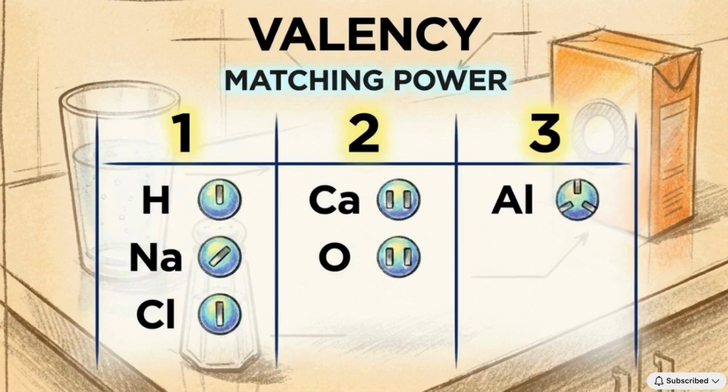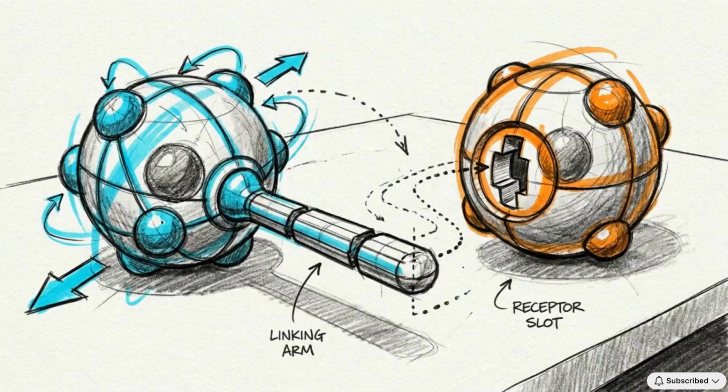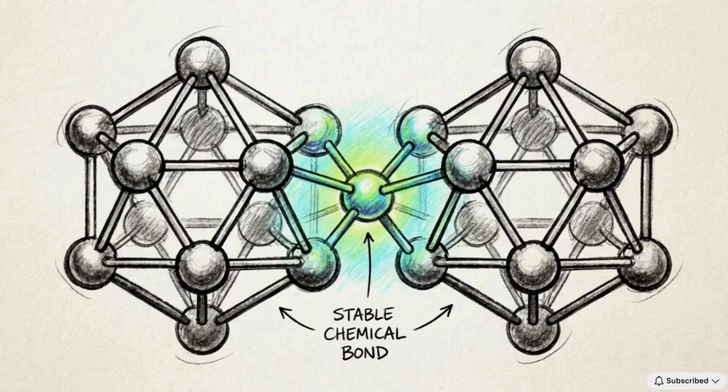This chart groups elements by a property called valency. Think of valency as an atom's matching power. Some atoms have a matching power of 1, others have 2, and some have 3. Knowing an atom's matching power turns chemistry into a visual game. It tells you exactly how many pieces you need to make a stable compound.